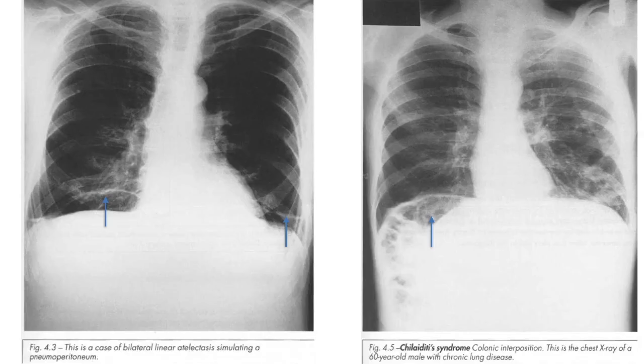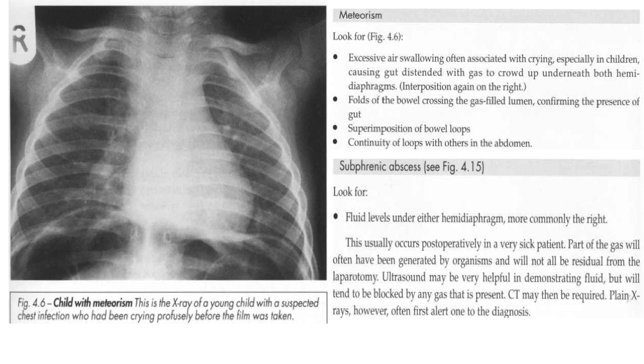So you have to take care with the differential diagnosis, like on the left, this atelectasis, linear atelectasis. On both sides it can simulate pneumoperitoneum. On the right, we have Chilaiditi syndrome, which is the interposition of the colon between the liver and the right hemidiaphragm. It can also simulate a pneumoperitoneum. Another thing is meteorism. This is when the baby starts to cry and swallows air in big quantities, so the whole abdomen appears distended and then looks like a pneumoperitoneum. So it's very important to know that.